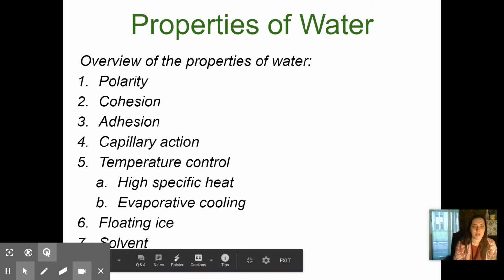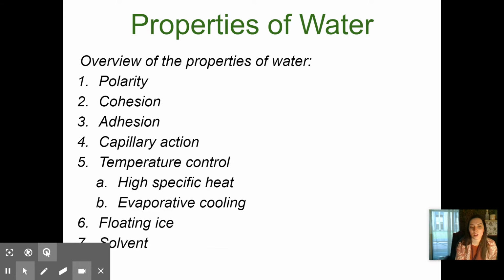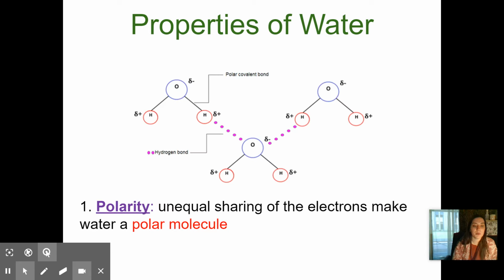There are 7 of them that we'll talk about, all the way from polarity to the fact that water is a universal solvent. Okay. So the biggest one, and I think the most important one, because it's important to understand what polarity is and how it affects the properties of water. And not even just the properties of water, but the properties of other molecules that are also polar. So polarity is the unequal sharing of the electrons, which makes water a polar molecule.